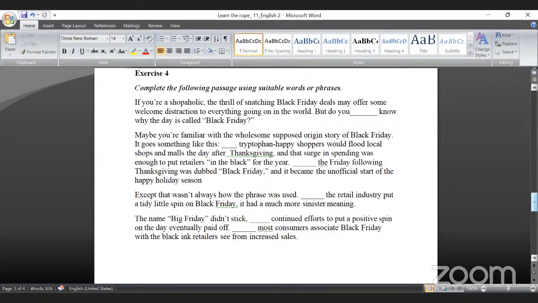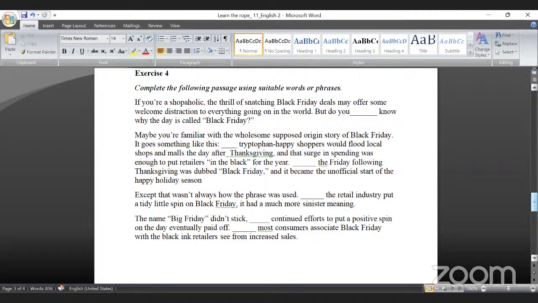If you're a shopaholic, the thrill of snatching Black Friday deals may offer some welcome distraction to everything going on in the world. But do you really know why the day is called Black Friday? Adverb of degree: really know why the day is called Black Friday. Correct. Maybe you're familiar with the wholesome supposed origin story of Black Friday.